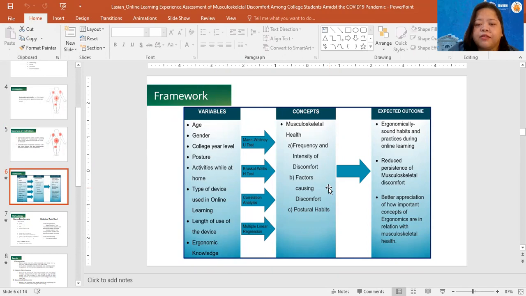In order to have an idea about the musculoskeletal health, we would like to consider the frequency and intensity of discomfort, the factors causing discomfort, and postural habit. In that case, this would be an input in order for us to come up with our expected outcome, which are ergonomically sound habits and practice during online learning, ways on how we were able to reduce persistence of musculoskeletal discomfort, and better appreciation of how important concept of ergonomics are in relation with musculoskeletal health.